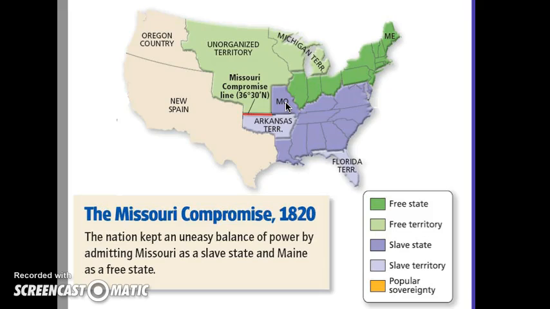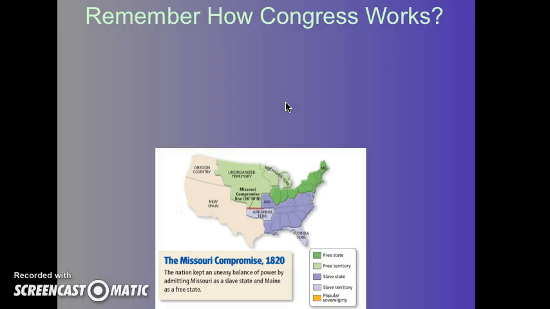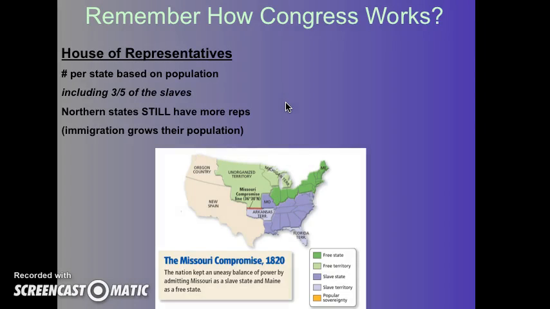And other states had come in without needing compromises. Well, remember how Congress works? In the House of Representatives, it's based on population, and the slave states get to count about half of their slave population, not giving them a vote, but by counting them as members of that state. But still, the northern states would have more representatives, as more immigrants were coming in, especially to states like New York, Pennsylvania, Illinois, Chicago starting to build up too around this period.